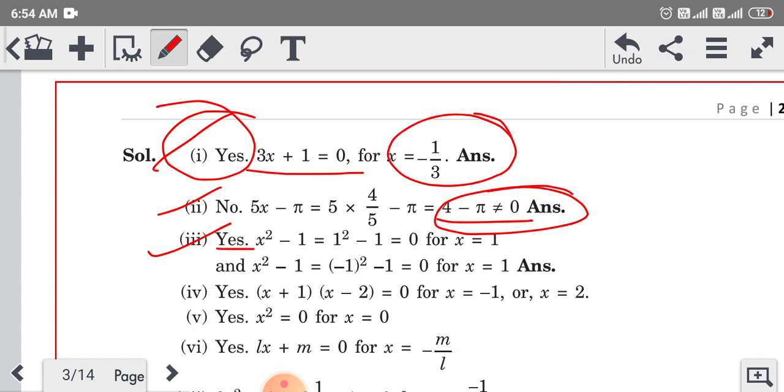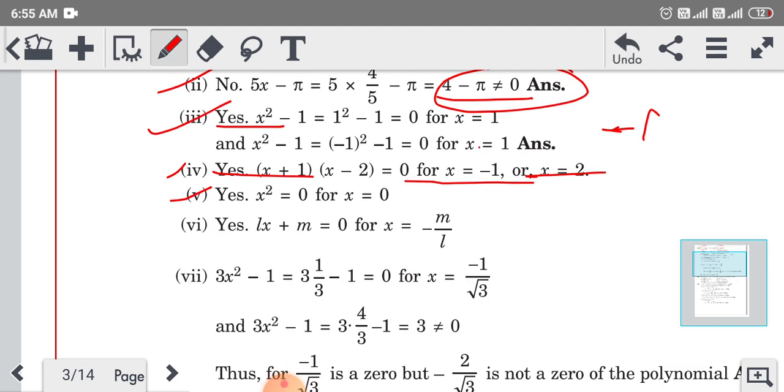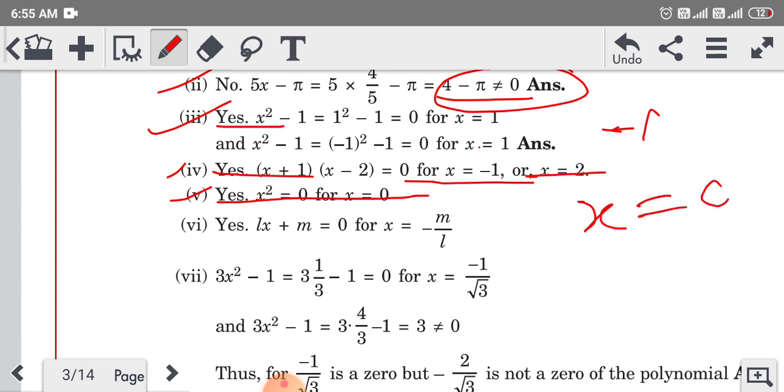थर्ड कहते हैं, यस, x² − 1 = 1² − 1 = 0 for x = 1, and x² − 1 = (−1)² − 1 = 0 for x = −1. सो दैट इज. फोर्थ कहते हैं, यस, (x + 1)(x − 2) = 0 for x = 1 और x = 2. और फिफ्थ कहते हैं, दैट इज, यस, x² = 0 for x = 0.